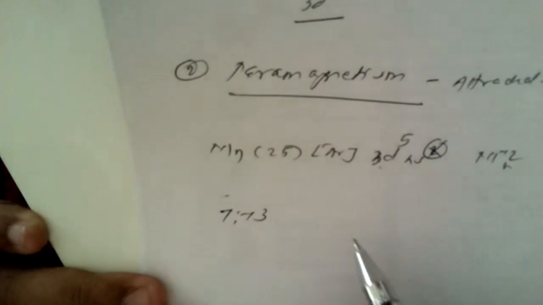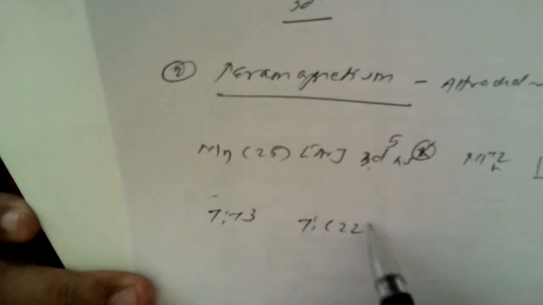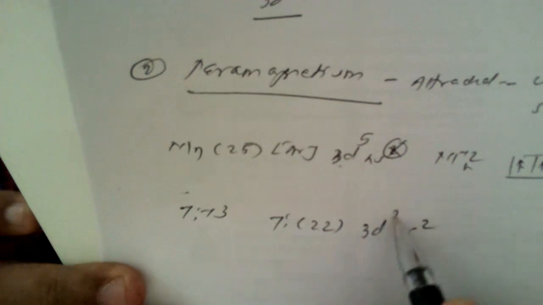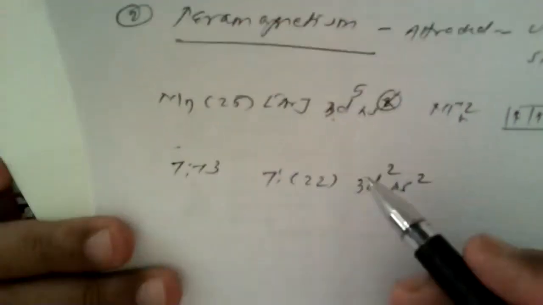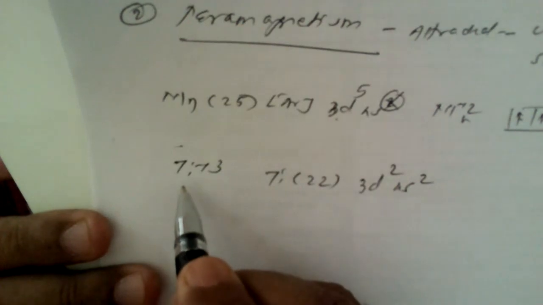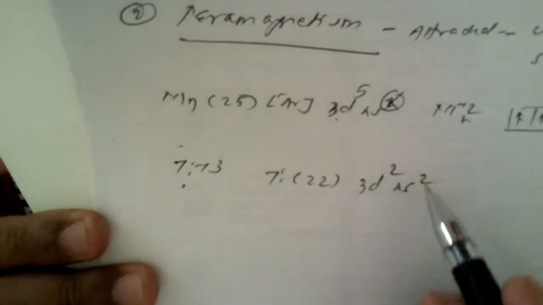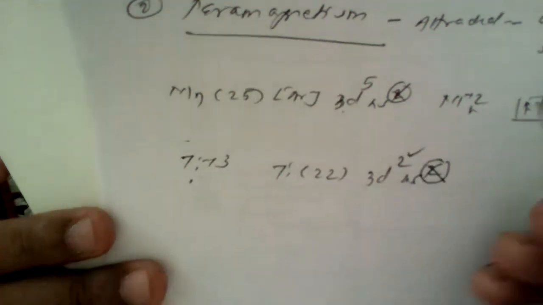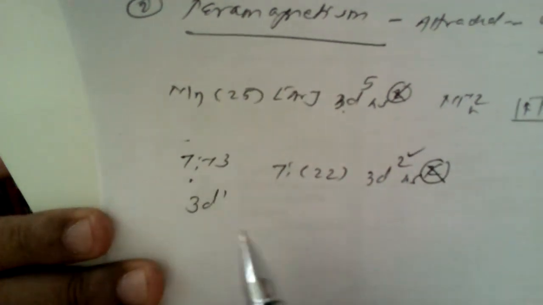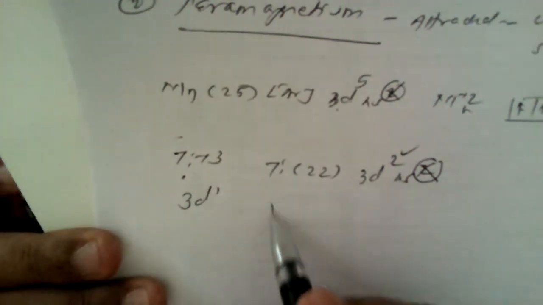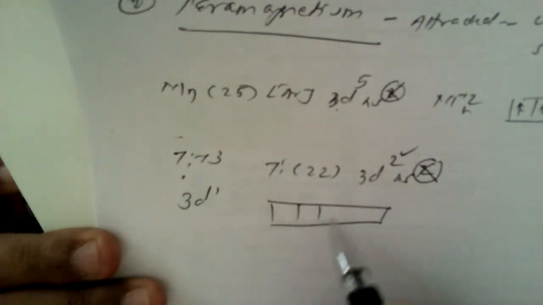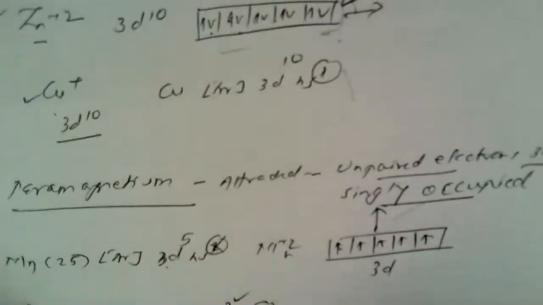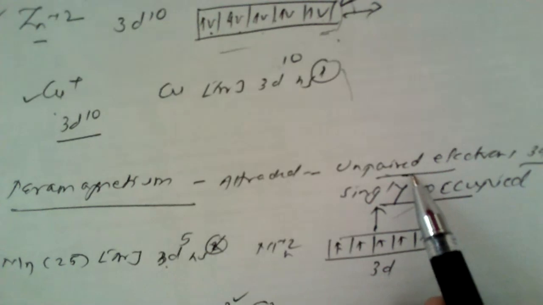Titanium +3. We know titanium has atomic number 22. Its electronic configuration in terms of argon core is 3d2 4s2. If titanium has to show the +3 state, then it must lose 2 electrons from 4s and one electron from 3d. So only one electron is left with titanium, and hence this single electron can be shown like this. This situation is known as the presence of unpaired electrons.